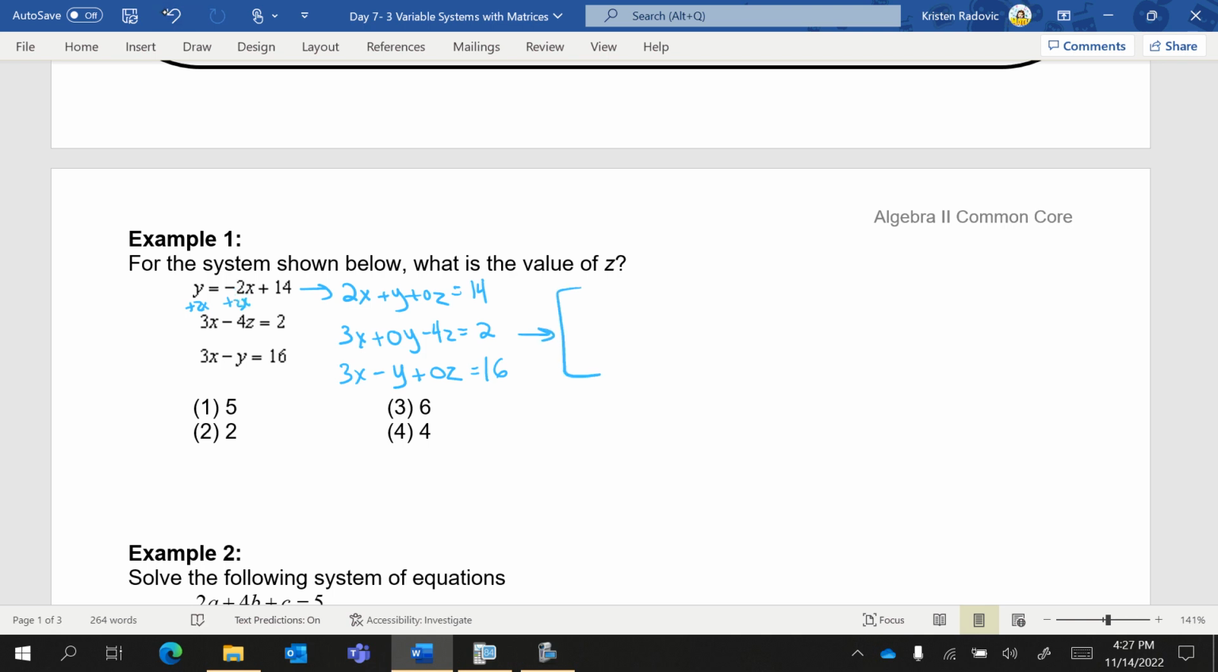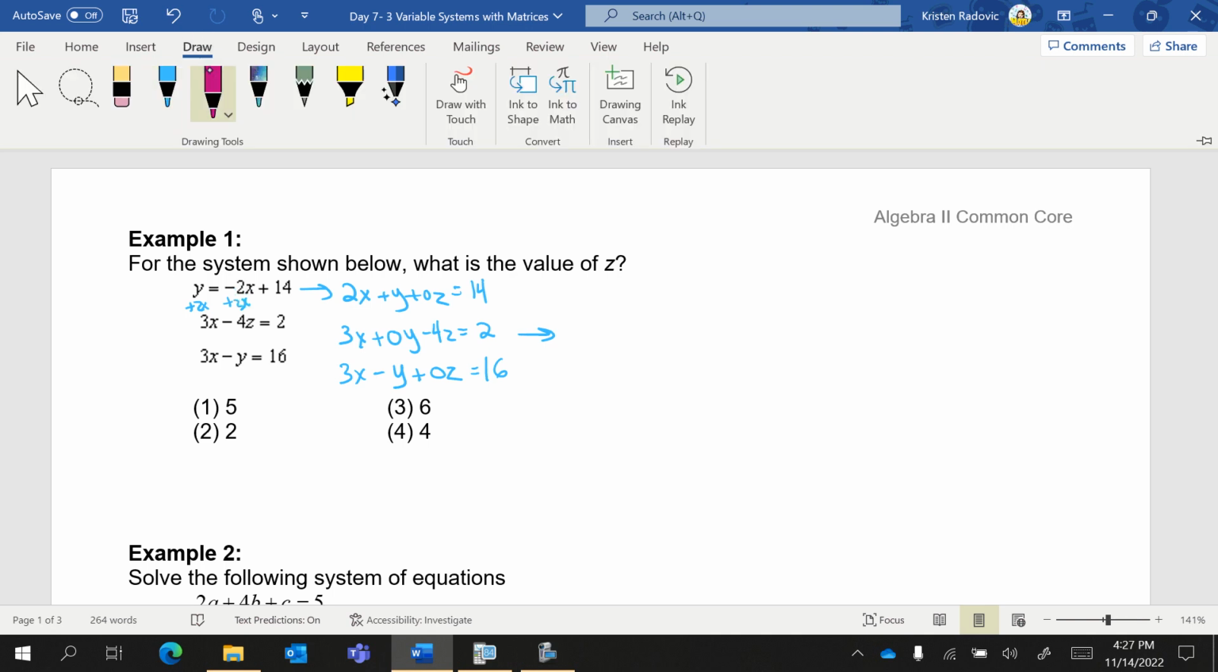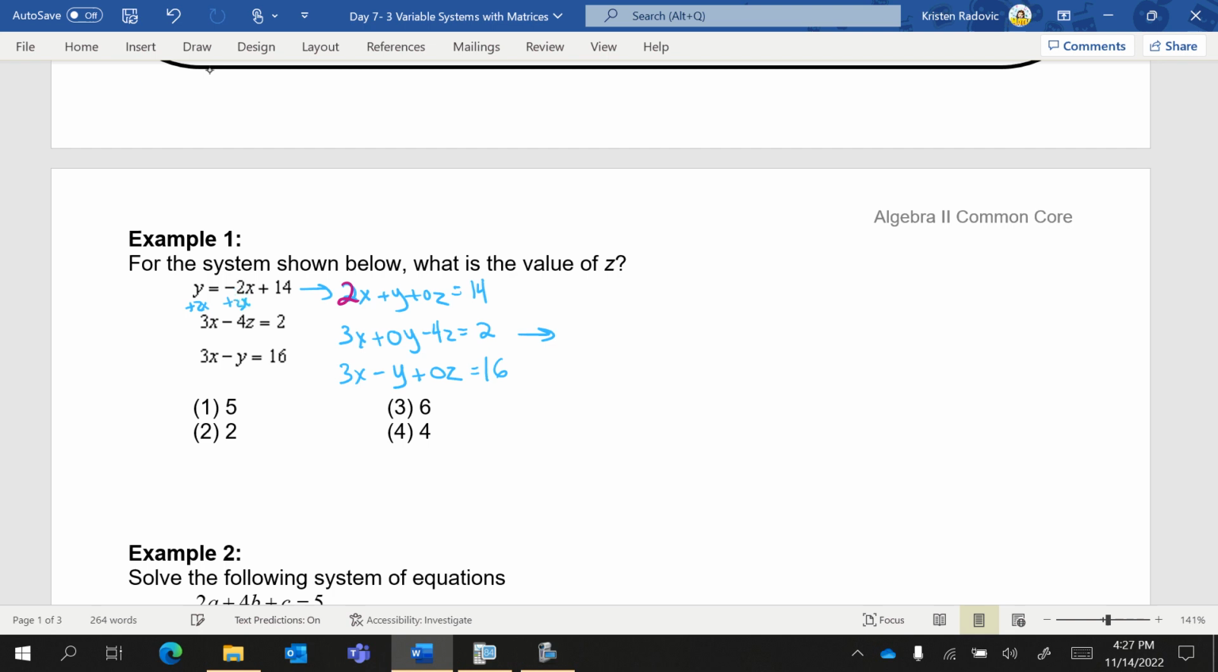So in order to get a matrix, I'm just going to take all of the coefficients. And my coefficients are 2, 1, 0, 14. So 2, 1, 0, 14. 3, 0, negative 4, 2.